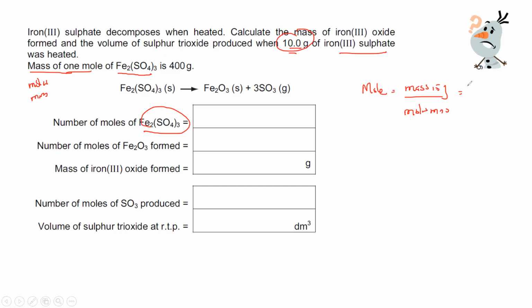10 gram is the mass which is given, and molar mass. Molar mass means mass of 1 mole. So 10 gram of iron sulfate is heated, which has a molar mass or molecular mass of 400. So it will be 10 divided by 400. Is it clear, the first part? We don't have to find the molar mass from a periodic table in this example as it is given in the question. So this will give us 0.025 moles. Is it clear, the first part?